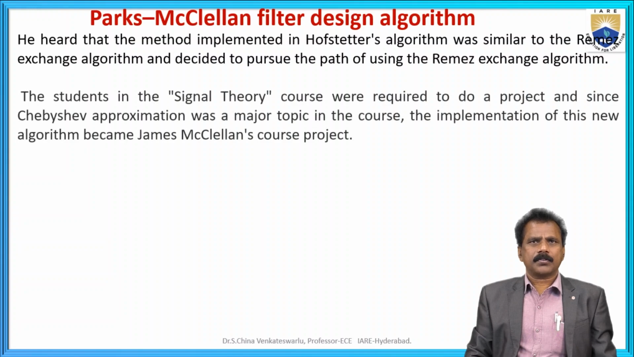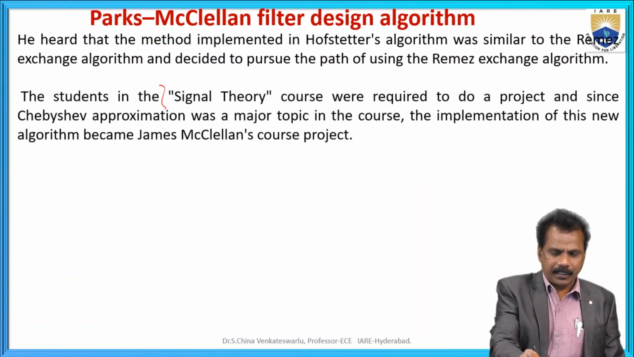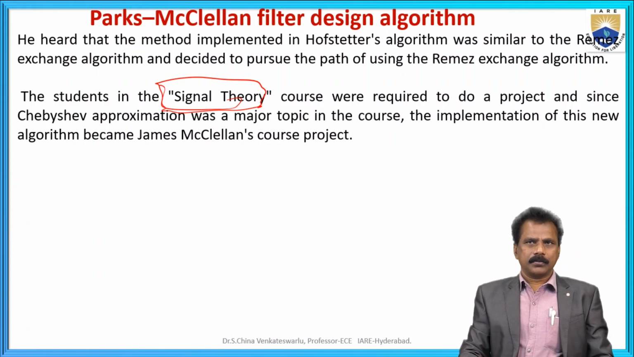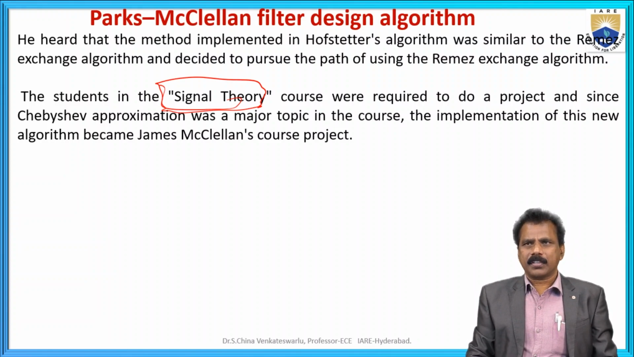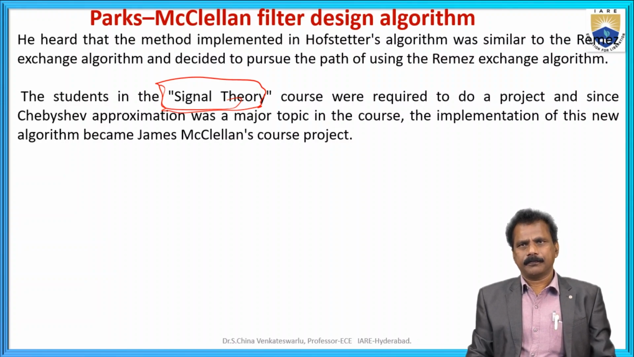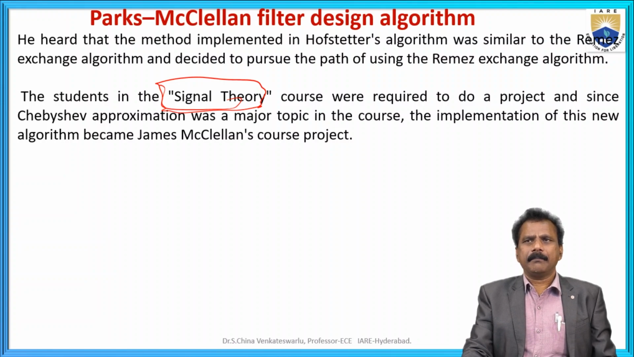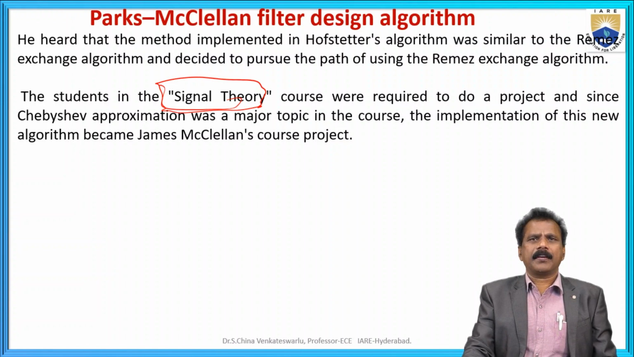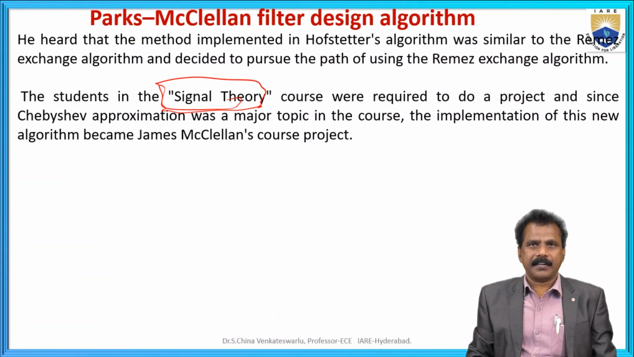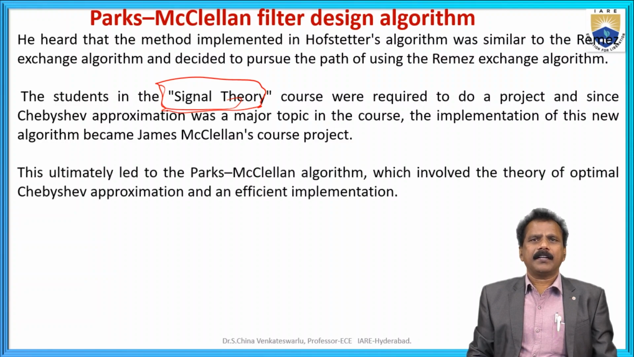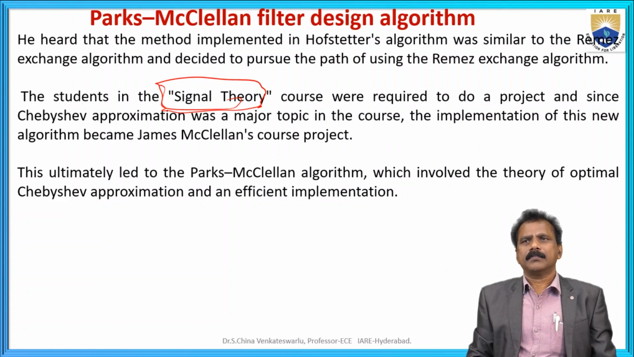The students in the signal theory course were required to do a project, and since Chebyshev approximation was a major topic in the course, they had to choose one. The implementation of this new algorithm became James McClellan's course project. This ultimately led to the Parks-McClellan algorithm, which involved the theory of optimal Chebyshev approximation and an efficient implementation.